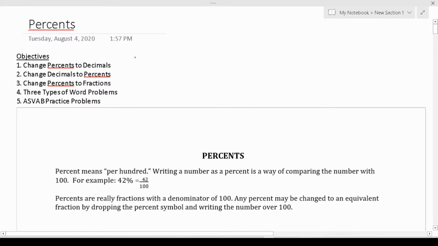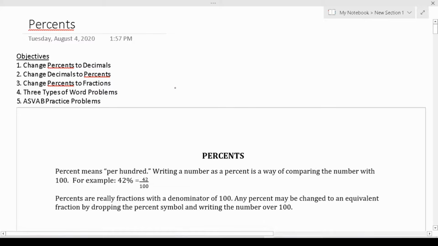In today's video, we're going to be discussing percents, which is a topic that frequently appears on both the arithmetic reasoning as well as the mathematics knowledge subtest of the Armed Services Vocational Aptitude Battery, that is the ASVAB. In the first half of this video, we're going to take a look at our three objectives. That is, we're going to look at changing percents to decimals, decimals to percents, and percents to fractions.